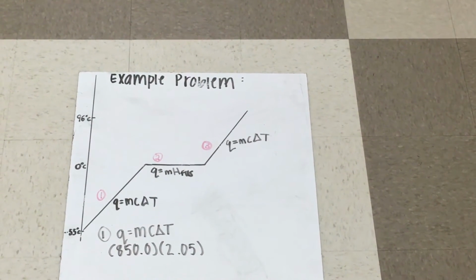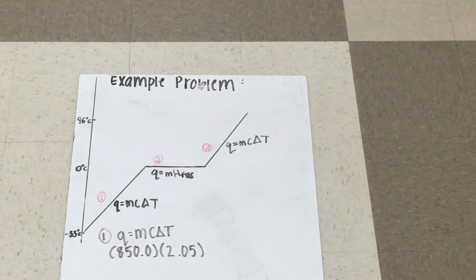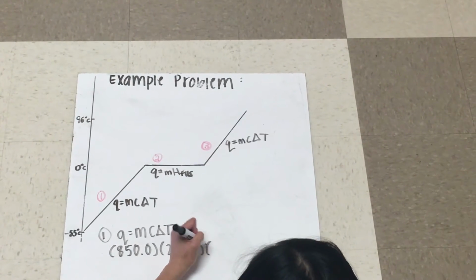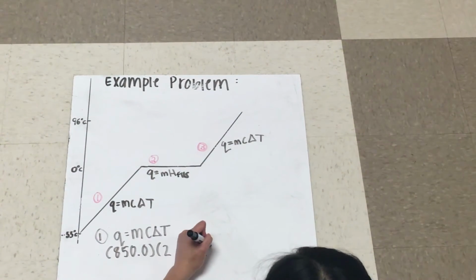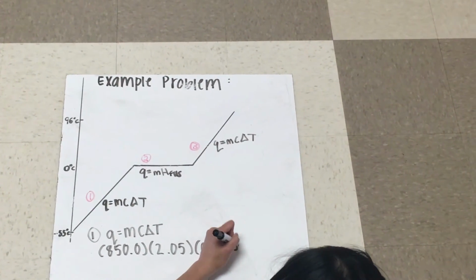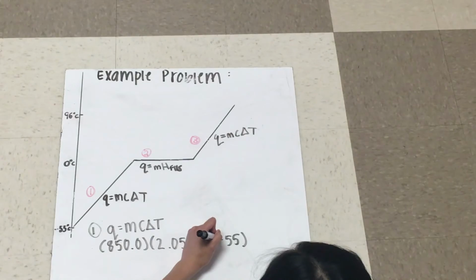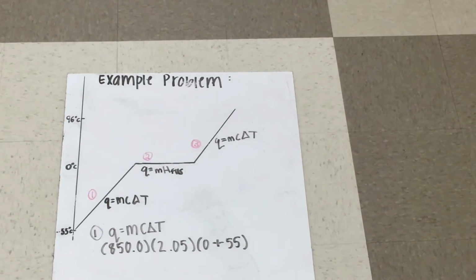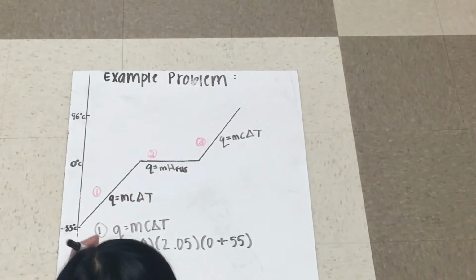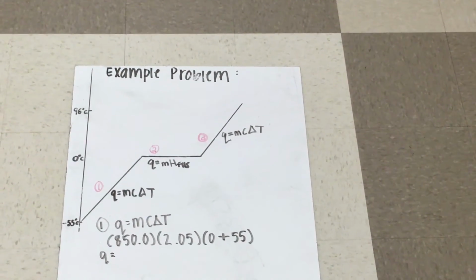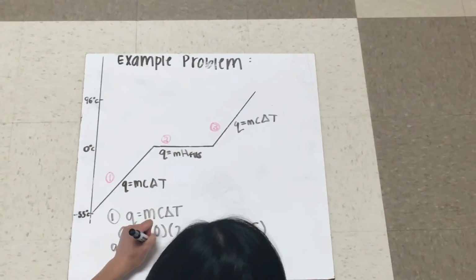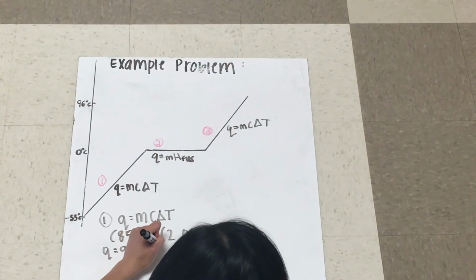Next, we find delta T, which is the initial temperature subtracted from the final temperature. The initial temperature is negative 55 degrees Celsius, and the final temperature is 0 degrees Celsius. So, 0 minus negative 55 degrees Celsius equals positive 55 degrees Celsius. Finally, multiply 850 times 2.05 times 55, and you should get 95,840 with significant figures. Always add the units, which is joules.